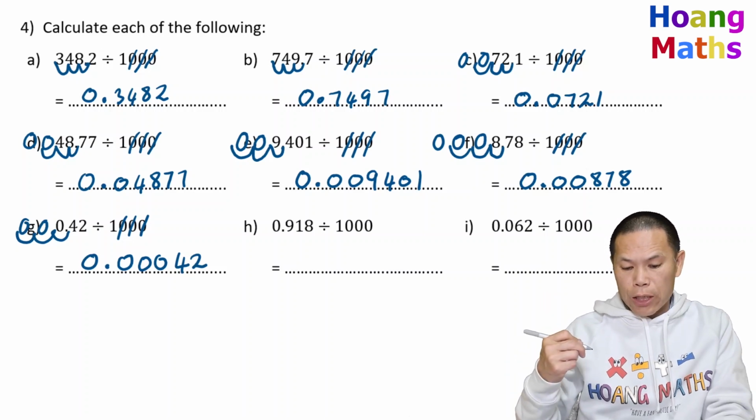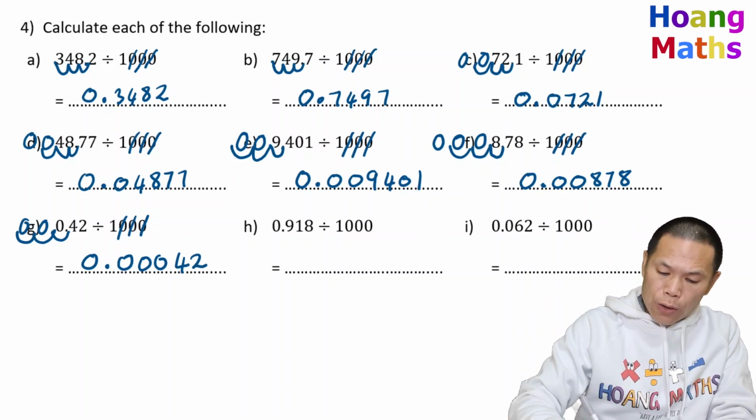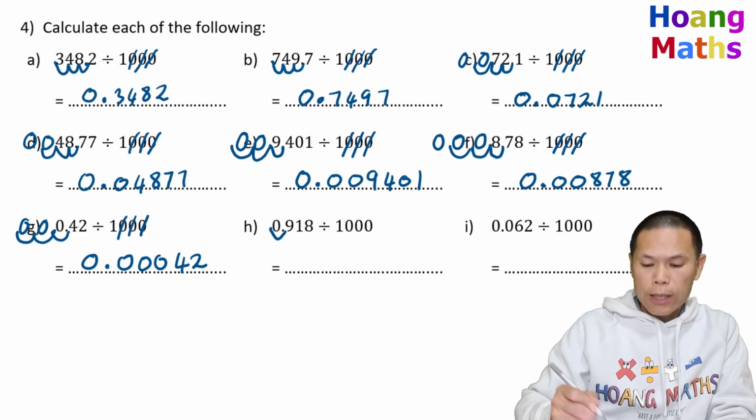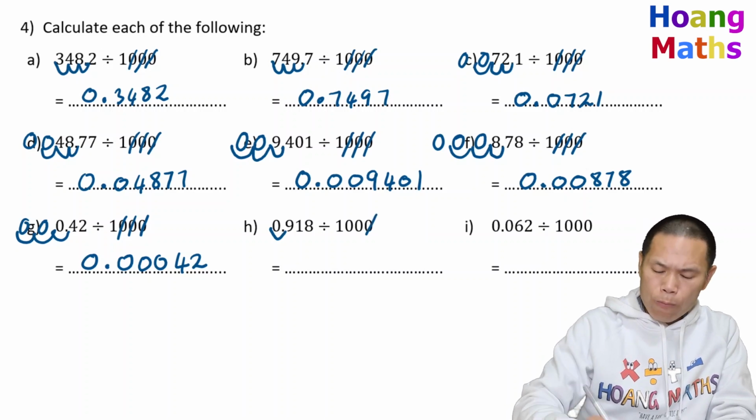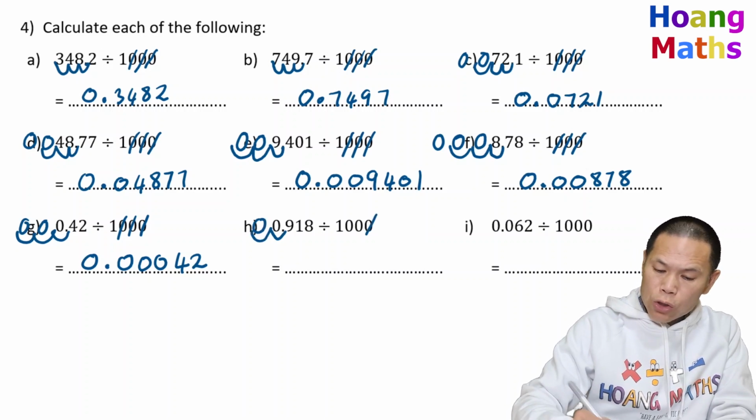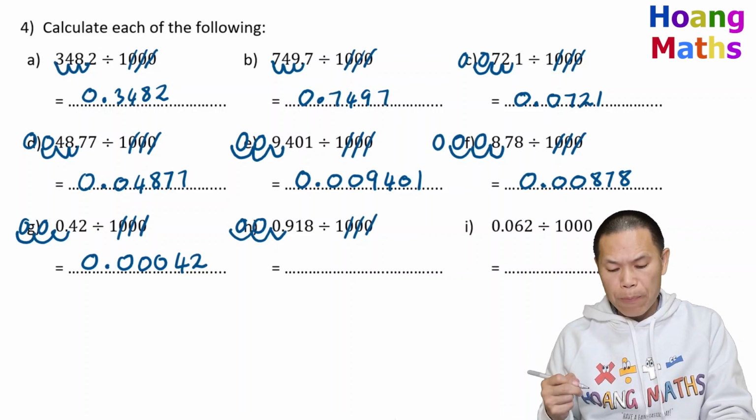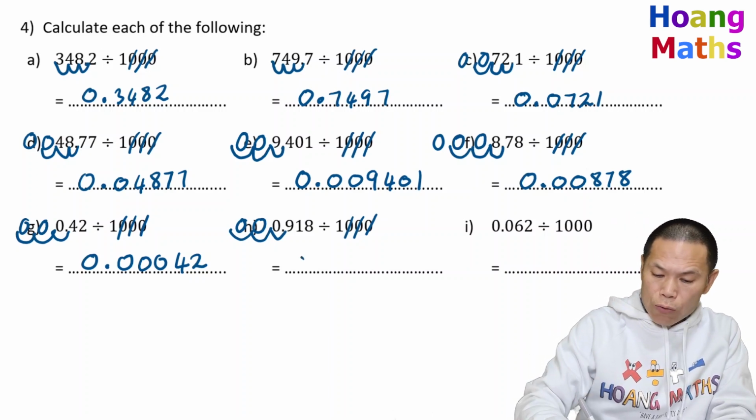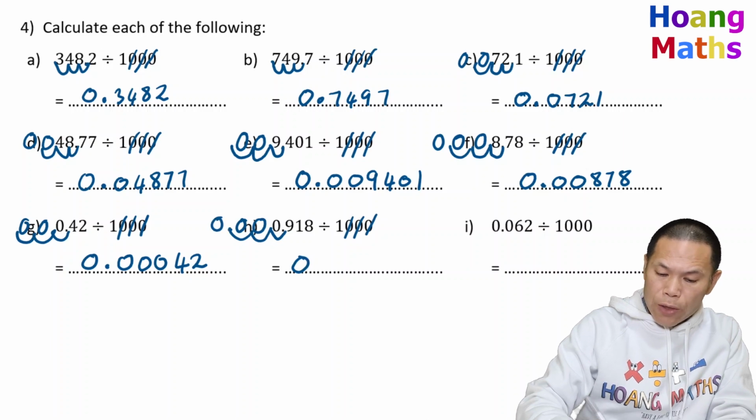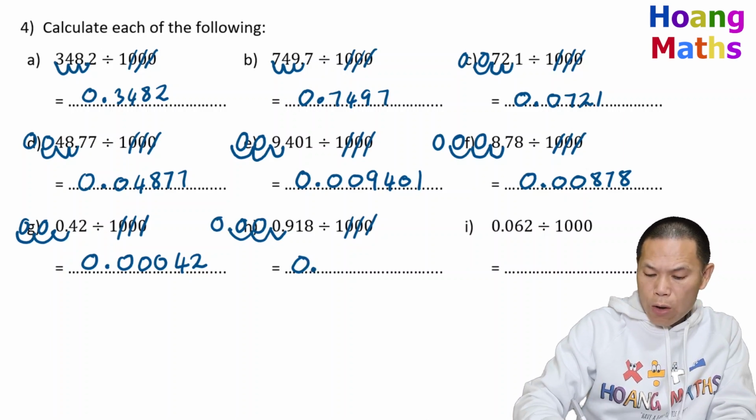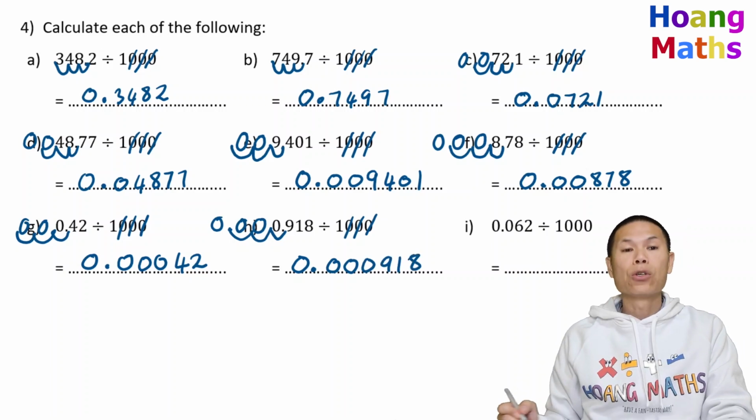Part H. So we divide by 1,000. We keep moving the decimal point to the left. And we cancel this 0. And we move one more time. We cancel this. Let me put a 0 in front. We cancel this by moving this decimal point to the left one more time. So that becomes 0. We put a 0 in front here. And 0.1230918. So there you go.